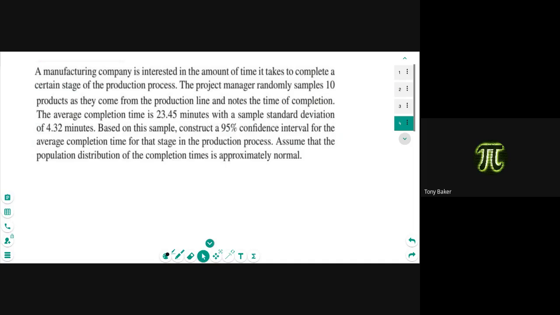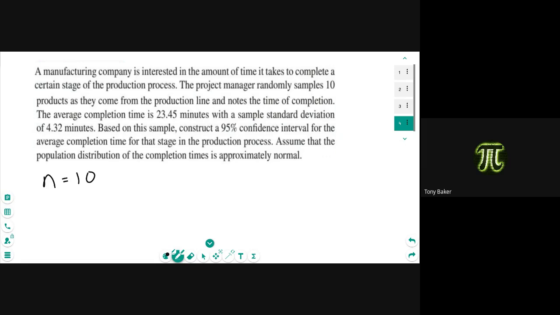So, all right. In this case, a manufacturing company is interested in the amount of time it takes to complete a certain stage of the production process. So they're trying to figure out how to optimize their production line. They've taken 10 samples. So in this case, N is what? We've taken 10 samples, so that is my N. Okay. So things aren't changing. We're still using the same process. I'm going to show you where the T table comes in in a minute.